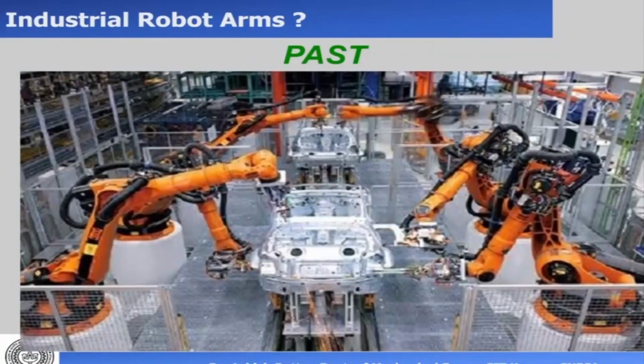Now, we talked about the past, the present, and the future. When robots were first invented around the 1950s, they were installed in industrial applications, mainly in the automobile industry, to do repetitive tasks like spot welding, spray painting, pick and place. Even today they do that. So this is the past of robotics. They were basically industrial manipulators to do jobs in industries.